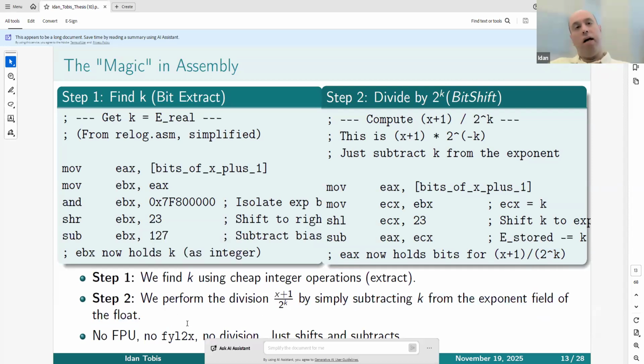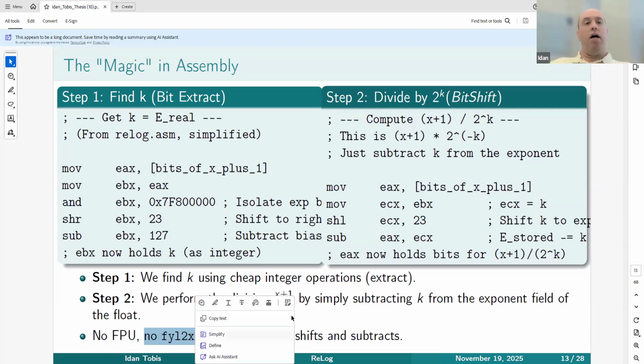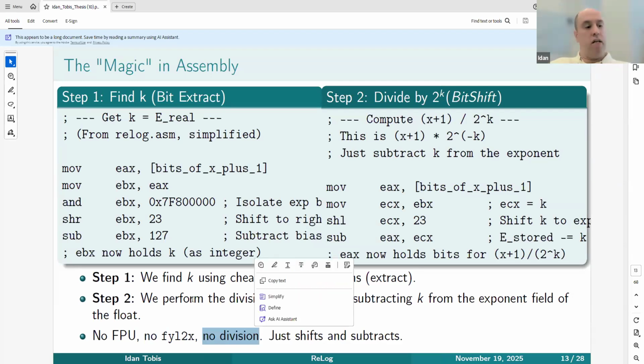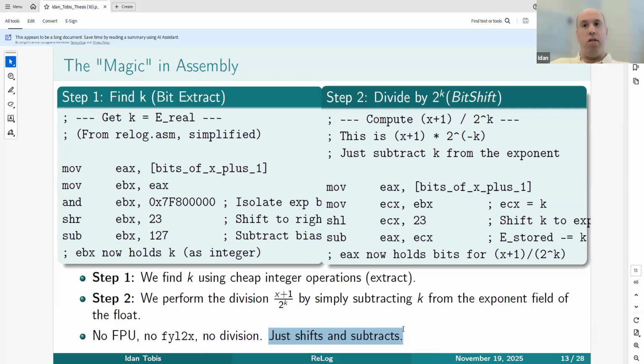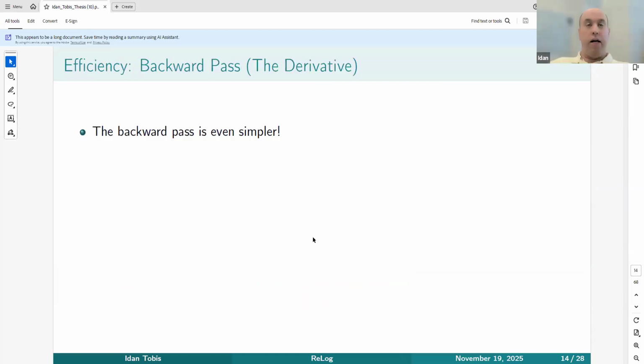Now, the main advantage is that we don't need the floating point unit to work. We don't need the logarithmic function, which is very costly. We don't need division, which is very costly. These things stop GPUs in their tracks. Everything else is just shifts and subtracts of bits. Okay, so this is very simple. This is very fast. Again, in theory, let's see if this is really true in our experiments.